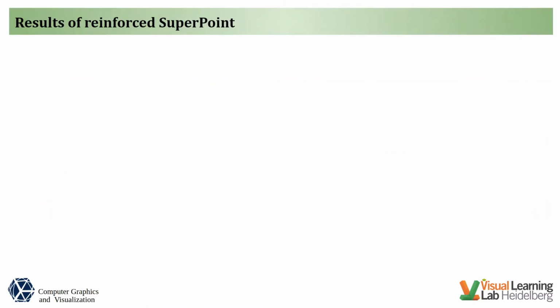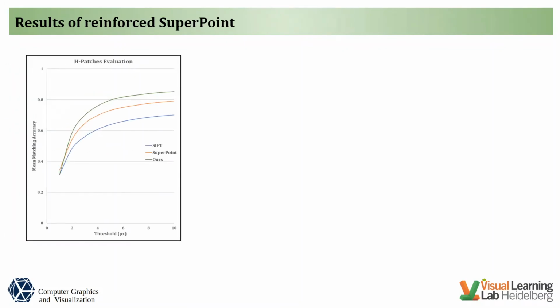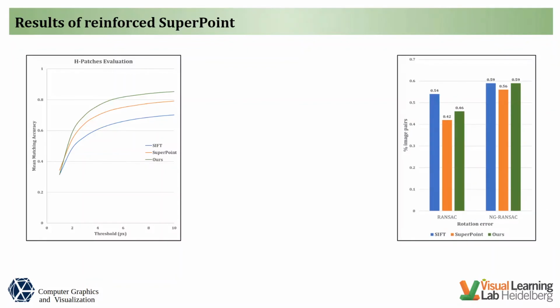Now we take a look at some results. In case of low-level matching tasks like H-patches, our network achieves state-of-the-art, improving over SuperPoint. In case of high-level tasks like relative pose estimation, we improve over SuperPoint but remain below SIFT when we use RANSAC. But when we use a sophisticated estimator like NG-RANSAC, we reach state-of-the-art.